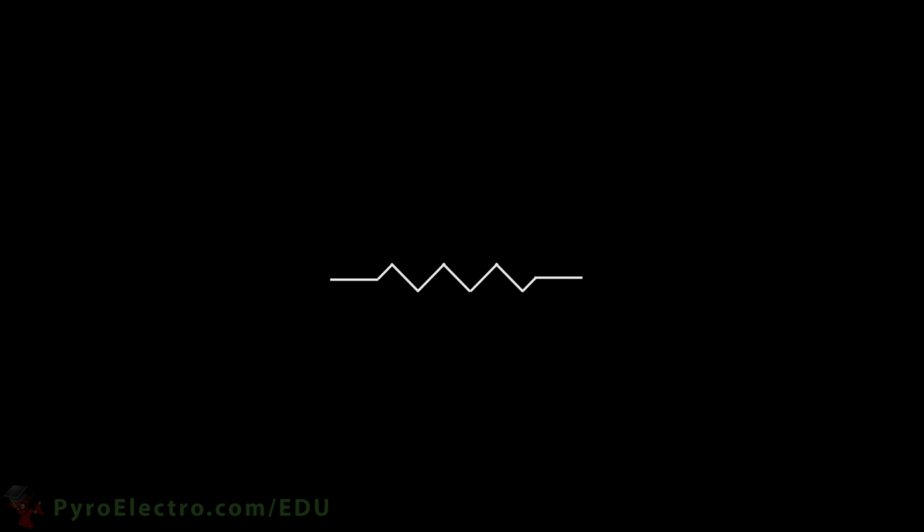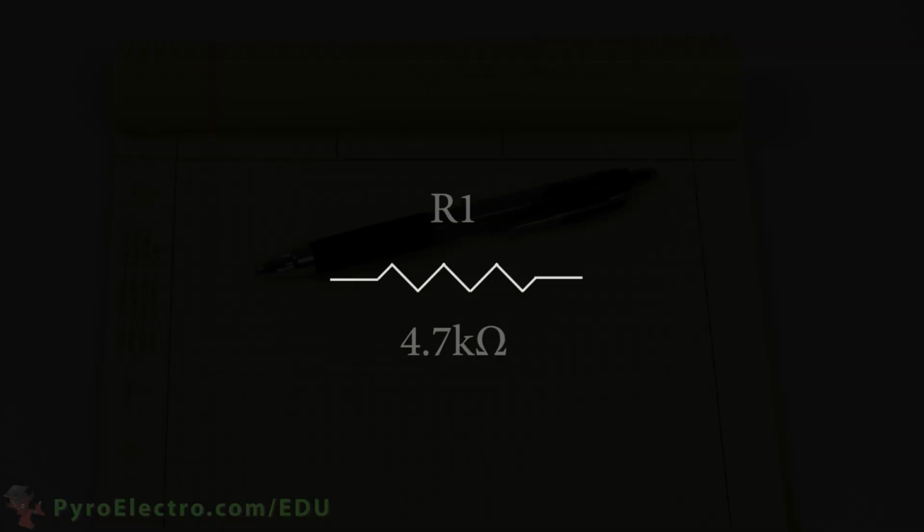The theoretical symbol for a resistor looks like this lightning bolt. And in schematics, you will always want to give the symbol a name like R1 and a value like 4.7 kilo ohm.